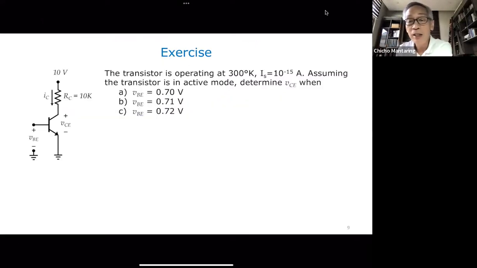Okay, so again, this is just for purpose of you exercising your fingers with your calculators. Can you solve this problem? Can you tell me what the value of VCE is going to be when VBE is 0.7? So assume that the transistor is in active mode. Again, please answer through the chat box.